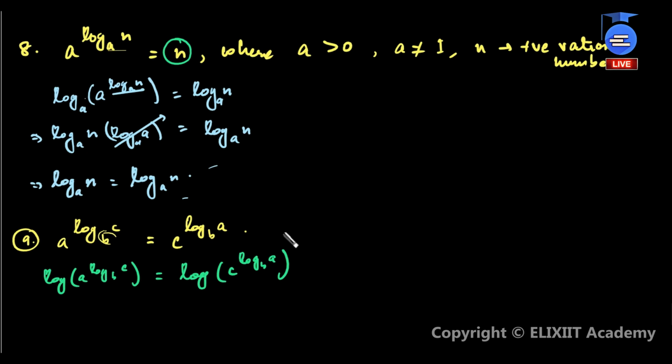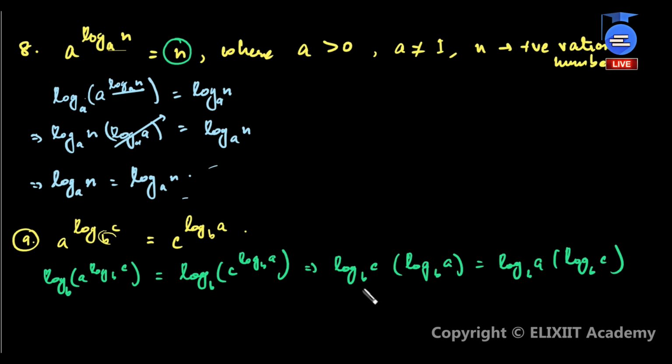Again, we take log on both sides with base b. Since here we have the base as b, let's take log common with base b. If you simplify this using the properties of logarithm, log c base b comes down, so this will become log c base b into log a base b. And here log a base b comes down, and we have log c base b.